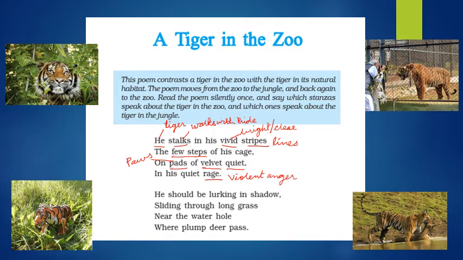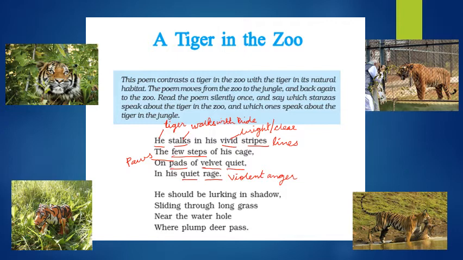As the tiger is in the cage, it is very angry. Though it is angry, it cannot show its anger. It cannot show its anger and power and the strength and everything, and the anger is suppressed. That is why it is quiet.